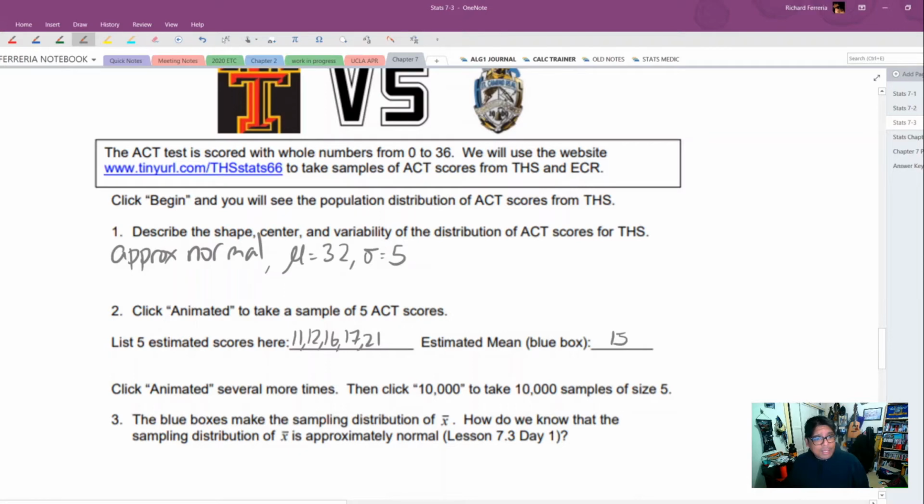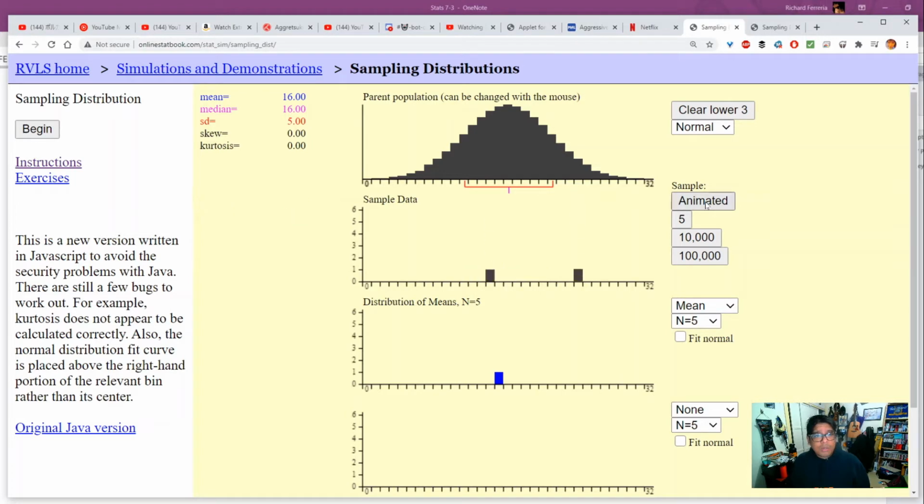Now we're going to click Animate several more times, and then we'll click 10,000 to take 10,000 samples. So let's click Animate a few more times. All right, here's another 5 samples, a different set of 5 samples, and a different set of 5 samples. And you can kind of see that it's going to start building up a sampling distribution, or a distribution of sample means. That's a very interesting look here. Maybe a couple more, and then we'll hit 10,000.